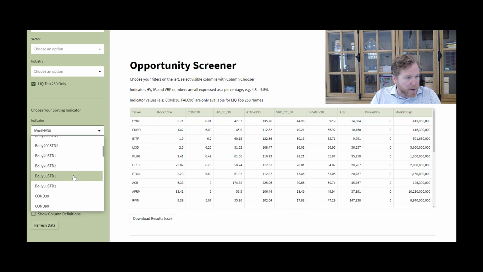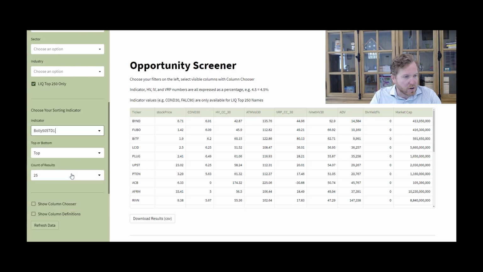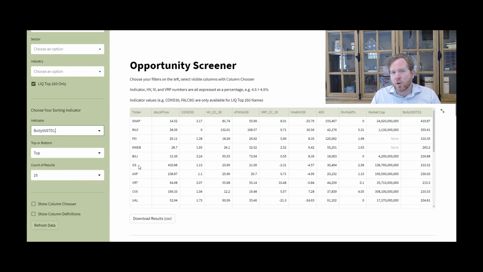Maybe I'll pull up the Bolli 50 STD1. What that means is Bolli stands for Bollinger, 50 is the moving average, and then the standard deviation is either one or two standard deviations around that moving average. Everyone has their own different indicators, what they like. I think it depends on what strategy you're using, whether you're going for a short-term bounce or a more medium-term bounce, lots of different ways to do that. So that's why I offer so many different ones here.